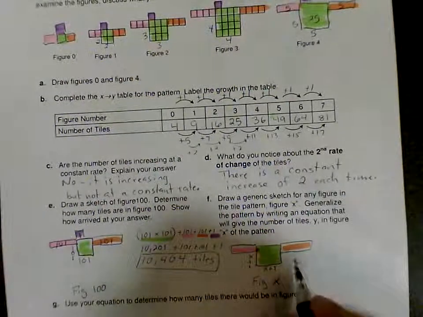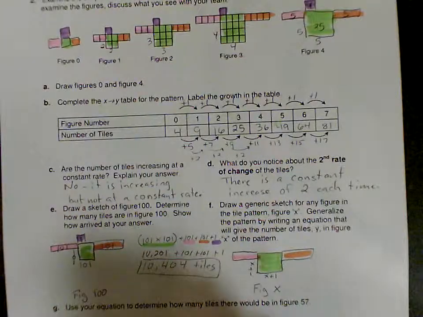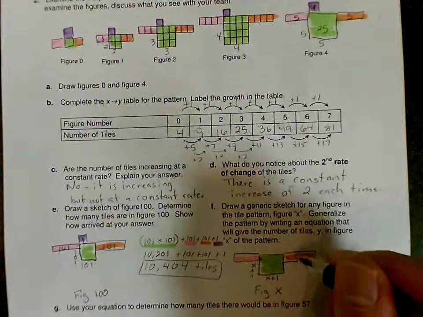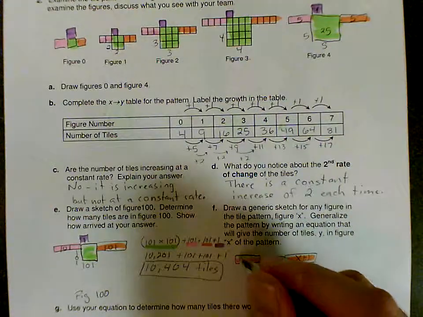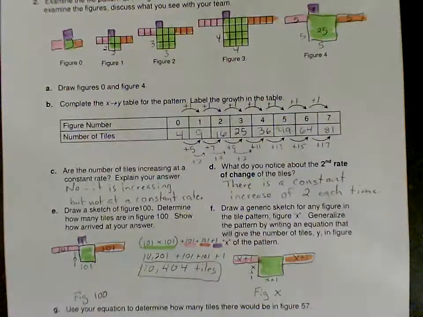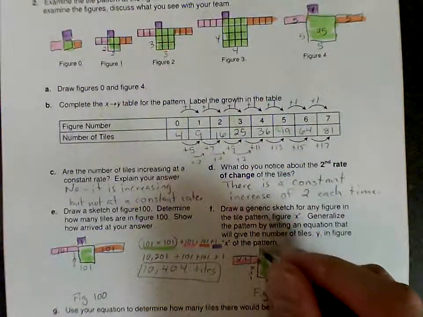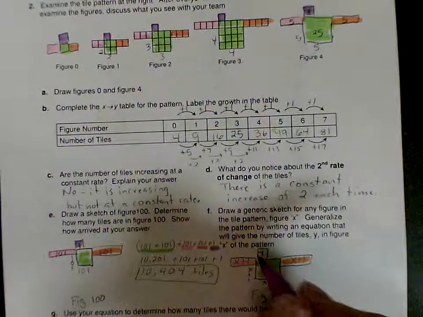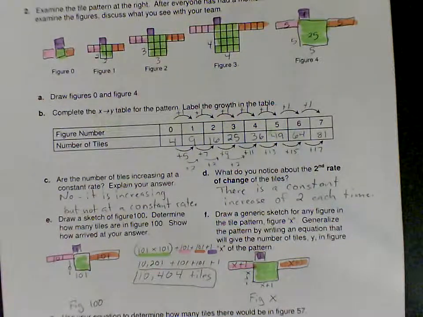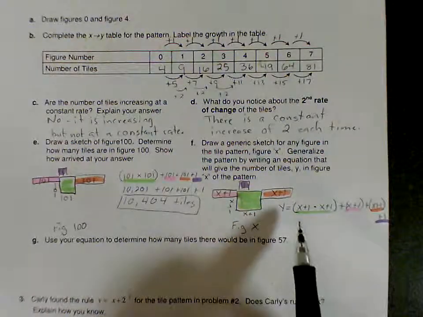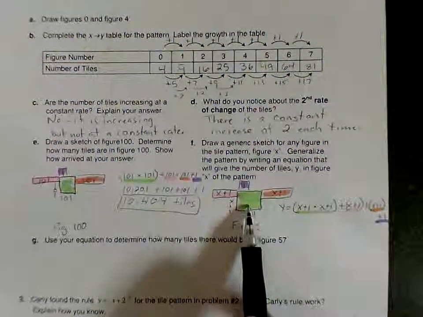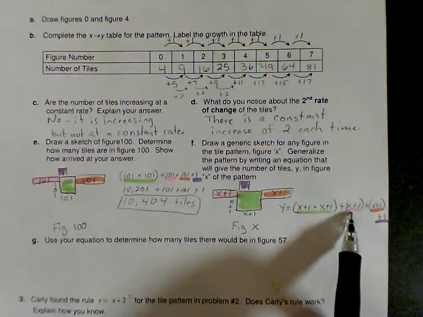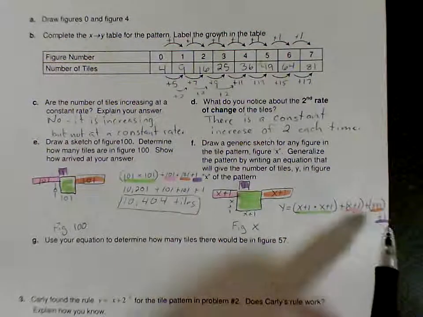We have our arms here. Remember, these were always 1 more than the figure number as well. So if we have figure X, it would be X plus 1 and X plus 1 on each side. And last but not least, we have that one purple tile that is sitting on top of the shape. So there's one tile there. So my equation for this one is going to be a little bit more difficult. So my pattern will then be X plus 1 times X plus 1, plus the pink, which is X plus 1, plus the orange, which is X plus 1, plus the purple, which is 1.